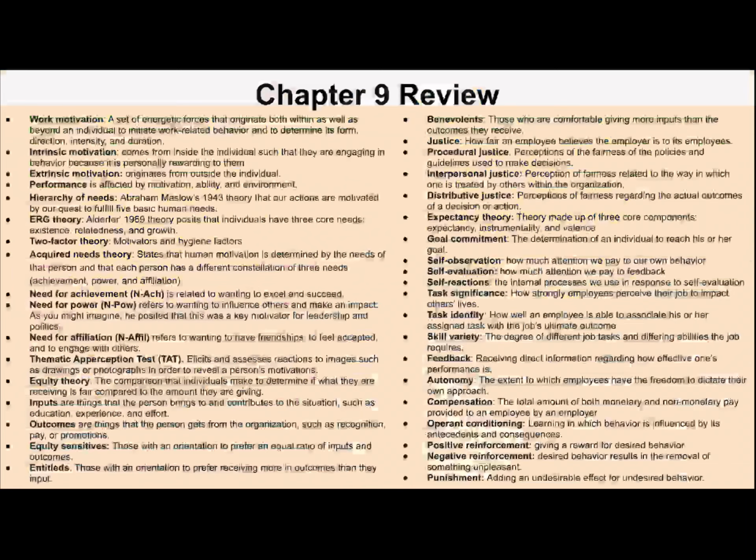All right, it is review time. Let's see how fast we can get through our Chapter 9 review. Work motivation is a set of energetic forces that originate both within as well as beyond the individual to initiate work-related behavior and to determine its form, direction, intensity, and duration.